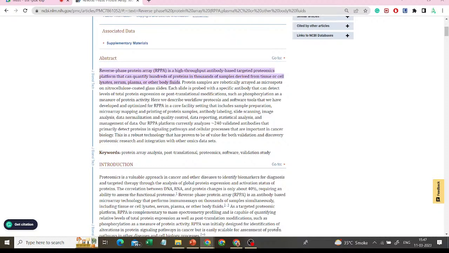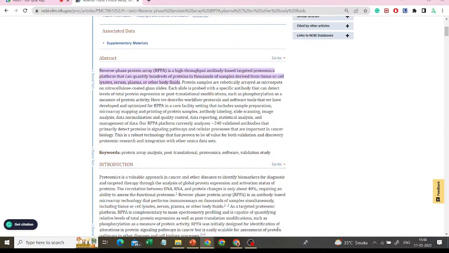The idea is to revise the concepts of the reverse phase protein arrays. Protein samples are robotically arrayed as microspots on nitrocellulose-coated glass slides. Each slide is probed with a specific antibody that can detect levels of total protein expression or PTMs, such as phosphorylation, a measurement of protein activity. So each slide is always probed with a specific antibody.